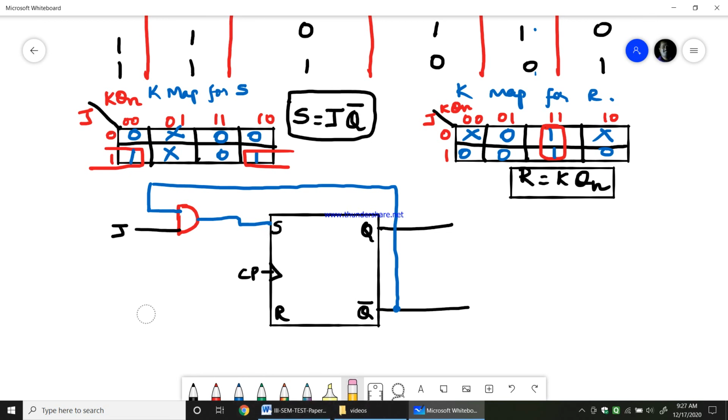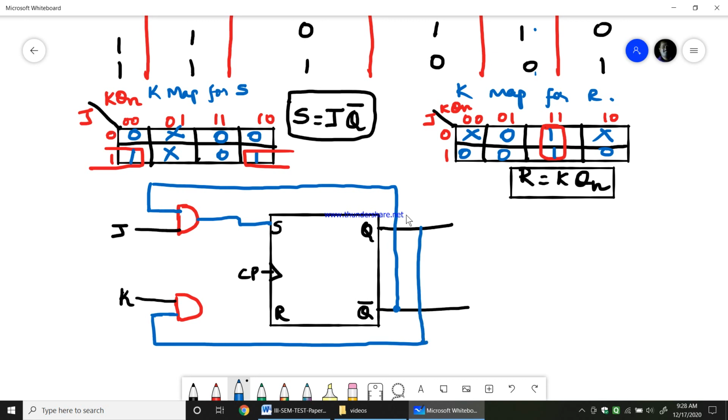Similarly, we will use another AND gate for R. One of the inputs would be K, the other input would be Q. Now this will be connected to R. So therefore this is J Q bar, this is K Q.